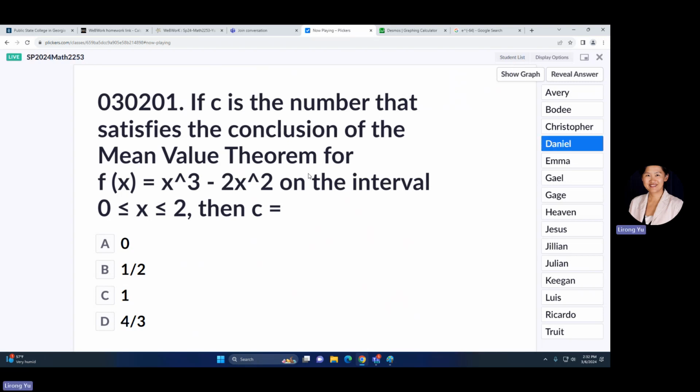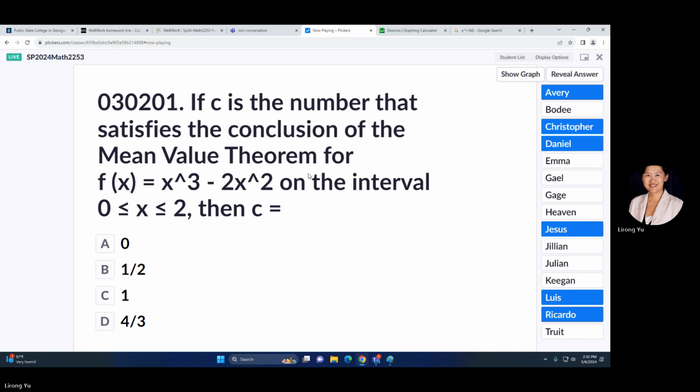Okay, thank you. Thank you. My C version. Yes.